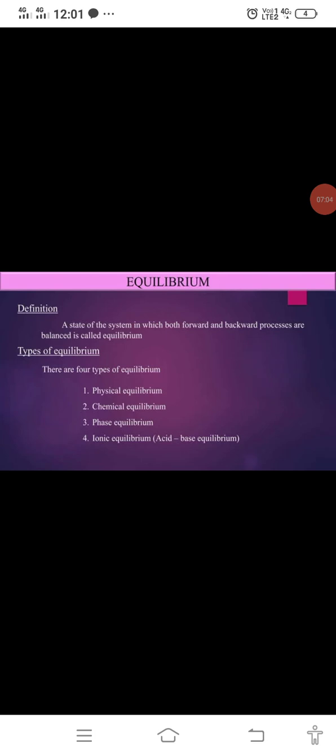Equilibrium definition: a state of the system in which both forward and backward processes are balanced is called equilibrium. Types of equilibrium: there are 4 types of equilibrium. One is physical equilibrium, second is chemical equilibrium, third is phase equilibrium, and fourth is ionic equilibrium.